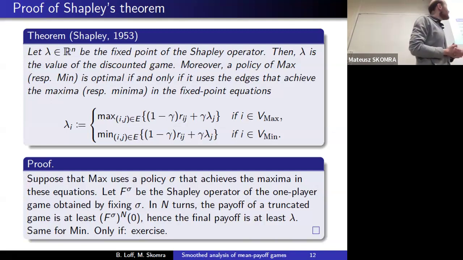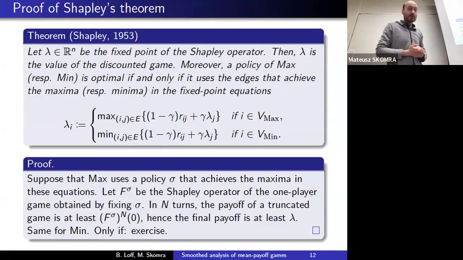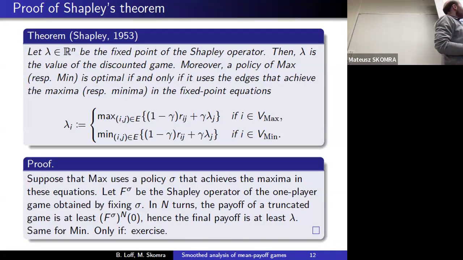Okay, so now let us try to prove that the value is exactly the fixed point of this operator. We have already proven that this fixed point exists. So max has a policy that achieves the maxima in these equations, because these equations exist. So this policy exists. Now suppose that max uses this policy. Then you end up in a one-player game obtained by fixing this policy. If we truncate these games to n terms, then we know the value of this truncated game is this. So the payoff that max achieves is at least this, because max is guaranteed this in the n-term game.